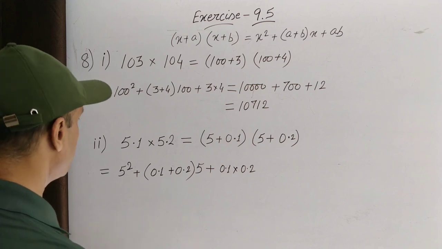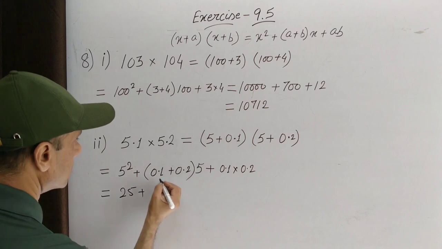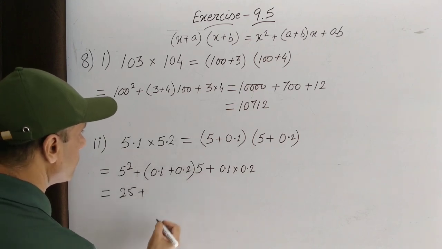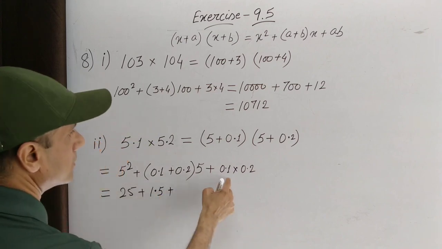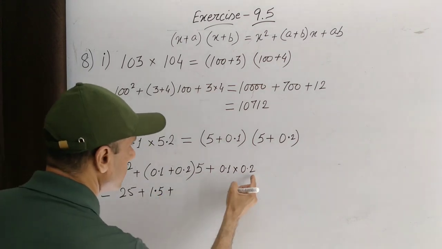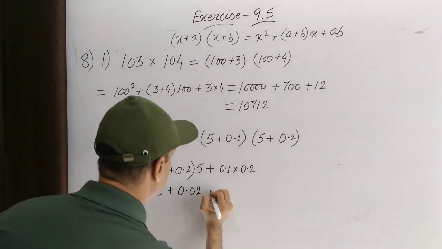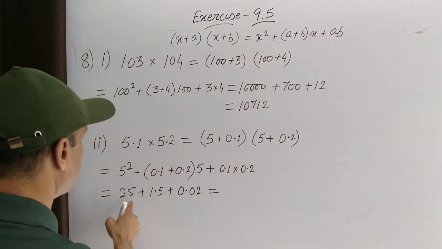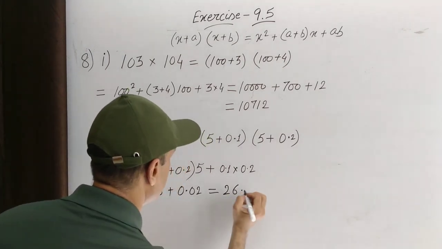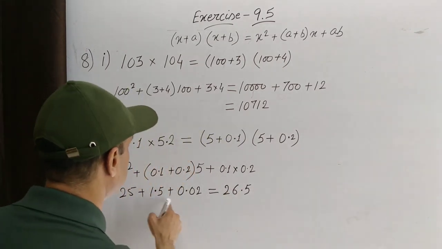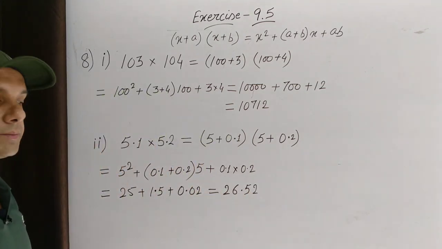So we get this value as 25 plus this is 0.3 into 5, that is 1.5, plus this is 0.02. So we add them up, 26.5. So we have here 26.5, and this is 0.02 added to it. So 26.52. Clear?